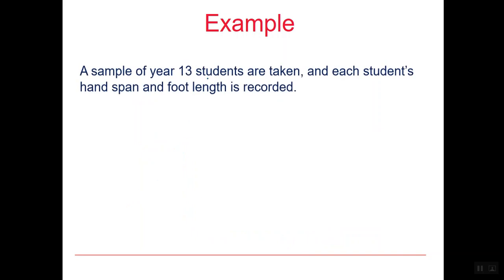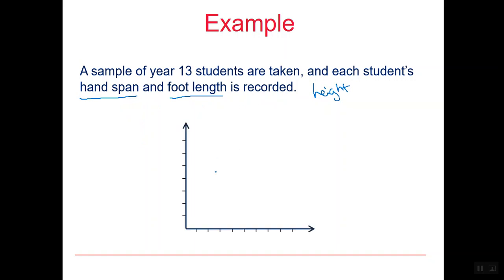We still have a random sample of Year 13 students, but in this case we're looking at hand span and foot length. Now, this data is random on random, as neither variable is controlled. However, each variable does seem to be a function of a third variable, which is height, because height will affect both foot length and hand span. So it's not really important which axes we put on which, but I would probably default to putting hand span on the x-axis, purely because it's listed first in the question, and foot length on the y-axis.